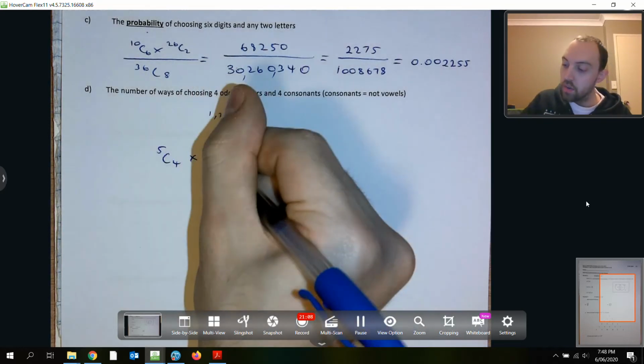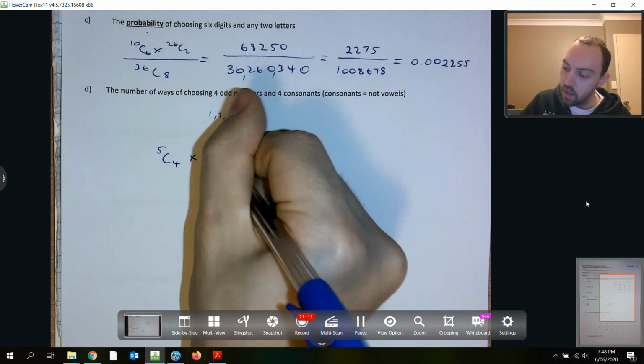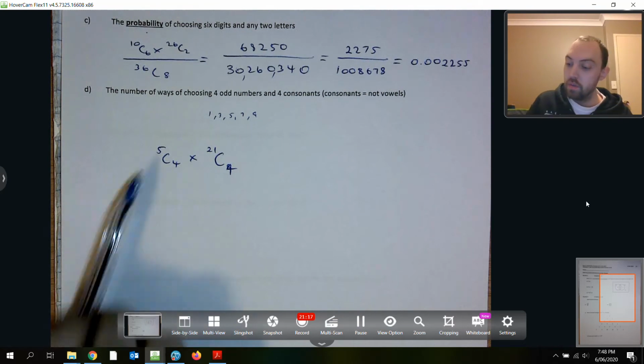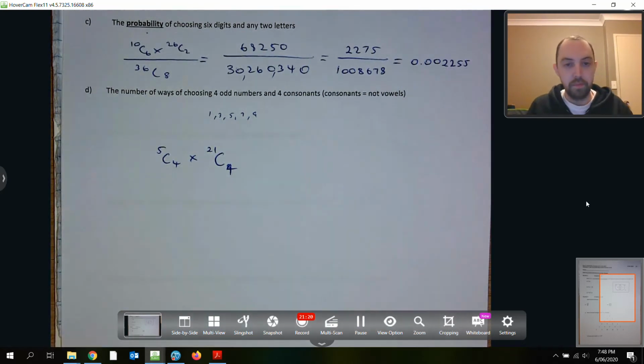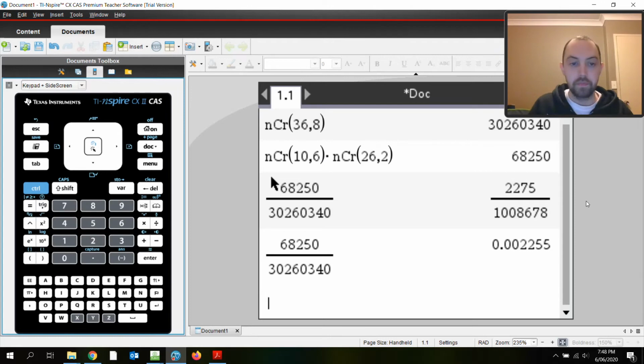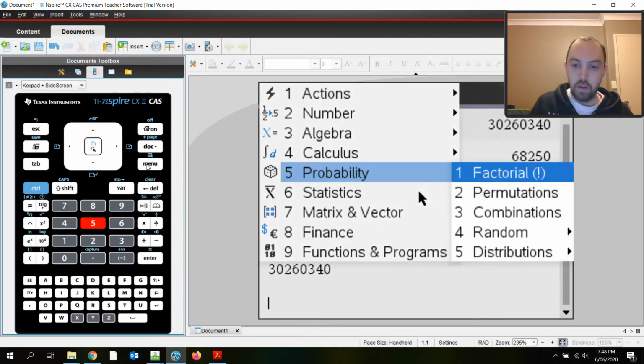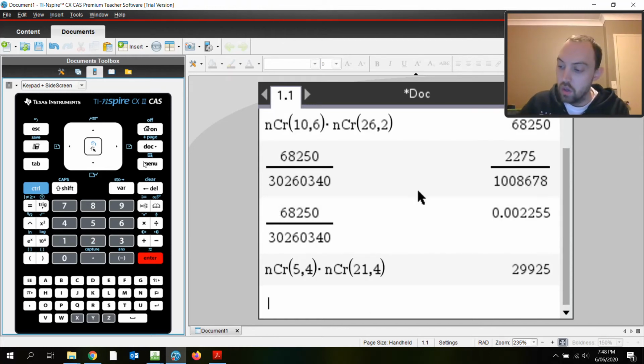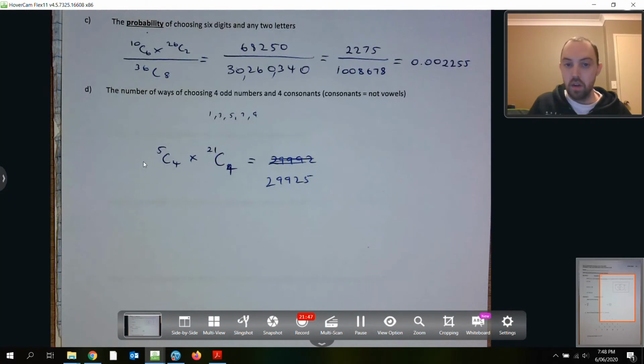Okay, so there would be 21 consonants, and we're choosing 4 of them, not 5. 5 choose 4, times 21 choose 4. And 3, 5 choose 4, times by 3, 21 choose 4. Whoops. 29,925. Cool.